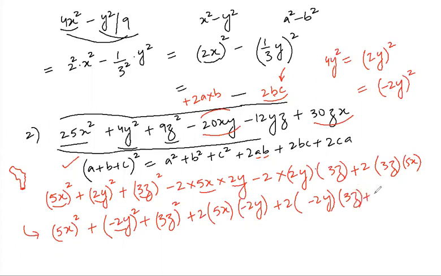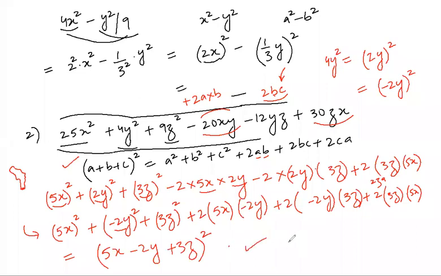3z plus 2 into third term. This is 2za, right? It should be 2za. So your z is 3z and your a is 5x. So when you write like this, you'll see, yeah, you're getting exactly the same thing. So this is equal to 5x plus minus 2y, or you can simply write minus 2y plus 3z whole square. This is the answer.